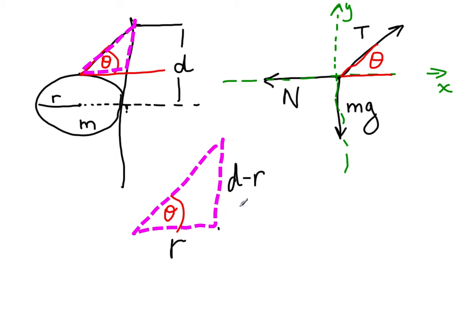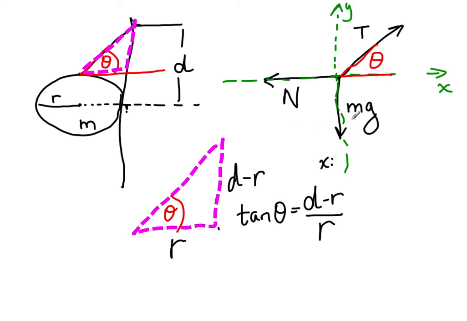So I can figure out what theta is because the tangent of theta is going to be opposite over adjacent. That's d minus r over r. So since I know d and r, I can find theta. Let's go back to the diagram and see if we can figure out what we need to know just from the forces. I mean, maybe we don't have to do torques. That would be nice.